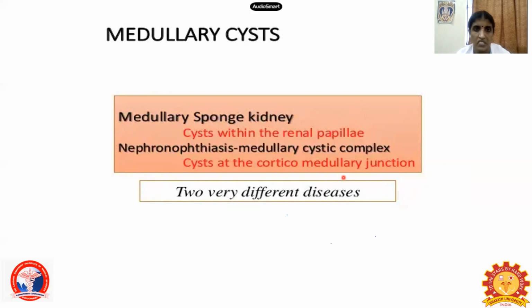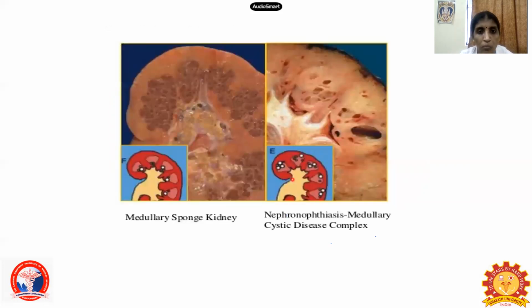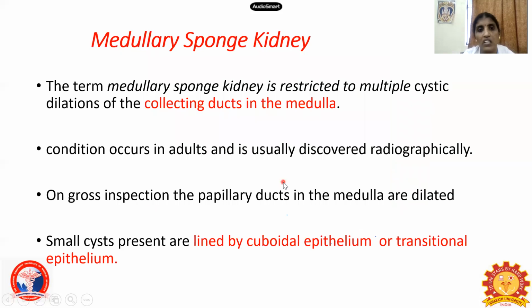So why are they different? These two are very different diseases. The medullary sponge kidney will have cysts within the renal papillae, whereas nephronophthisis will have cysts at the corticomedullary junction. I will show you the picture. Here you can see the cysts in the renal papillae. These are the cysts at the tip of the renal papillae. Here you can see the red cortex and the pale medulla, and at the junction of the corticomedullary area there are cysts in nephronophthisis. So these are the differentiating points.